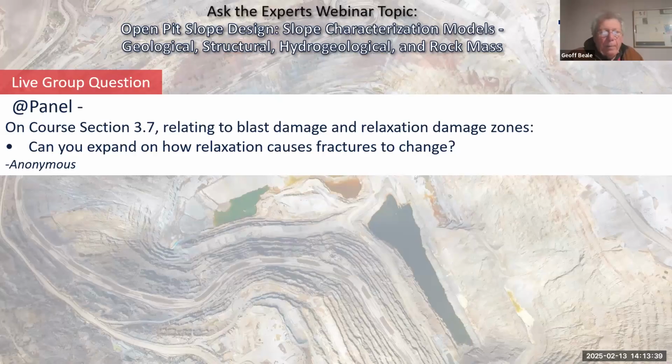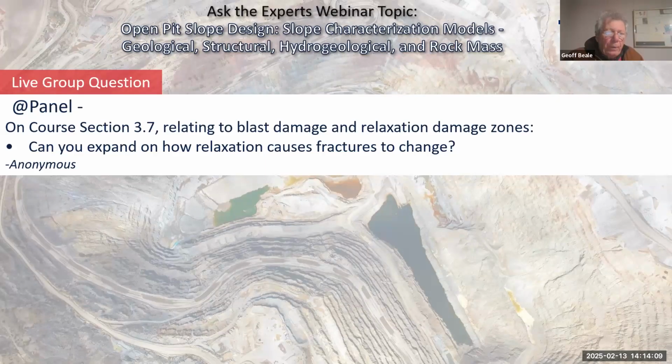Obviously, in the blast damage zone, there's very little confining stress, so any changes in water pressure have a proportionally greater effect than they would deeper in the slope, because there's less rock sitting on top of the fractures. There's less geotechnical confinement. So any change in pore pressure can have a significant impact. And so it's very difficult to characterize because it's so variable.